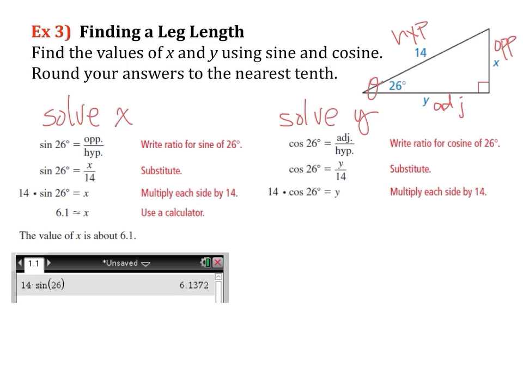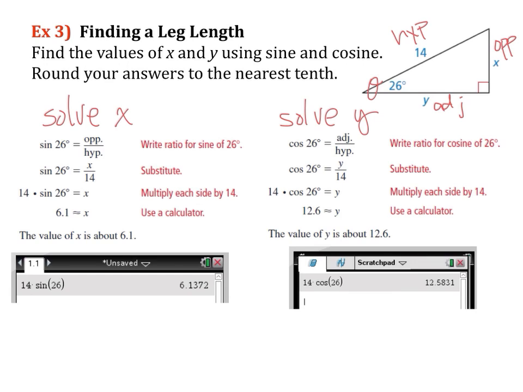For our other setup, we would substitute y for adjacent and 14 for hypotenuse. And to solve for y, we would multiply both sides by 14, getting y by itself. Therefore, that's exactly what you type in your calculator. 14 times cosine of 26 degrees, hit enter, and you should get a y value of 12.6.